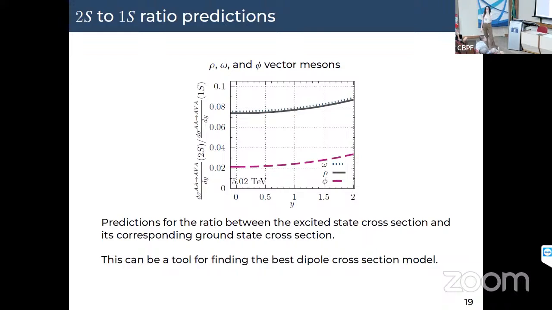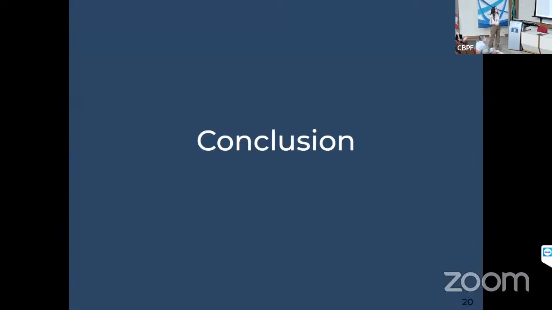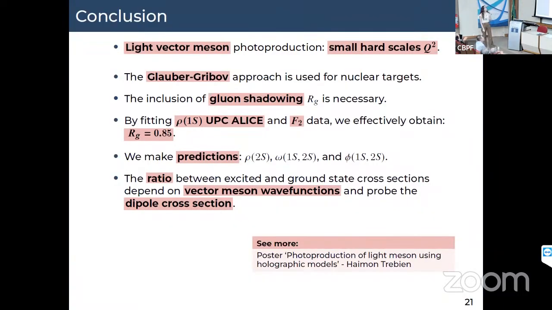It also probes the vector meson wave function in some way, but it's more sensitive to the dipole model cross-section. So this is it. Basically, light vector meson photoproduction needs a small hard scale. We use the Glauber-Gribov approach to calculate the cross-section for nuclear targets. With this approach, we need to include the gluon shadowing effect, and this is done by the RG factor here.